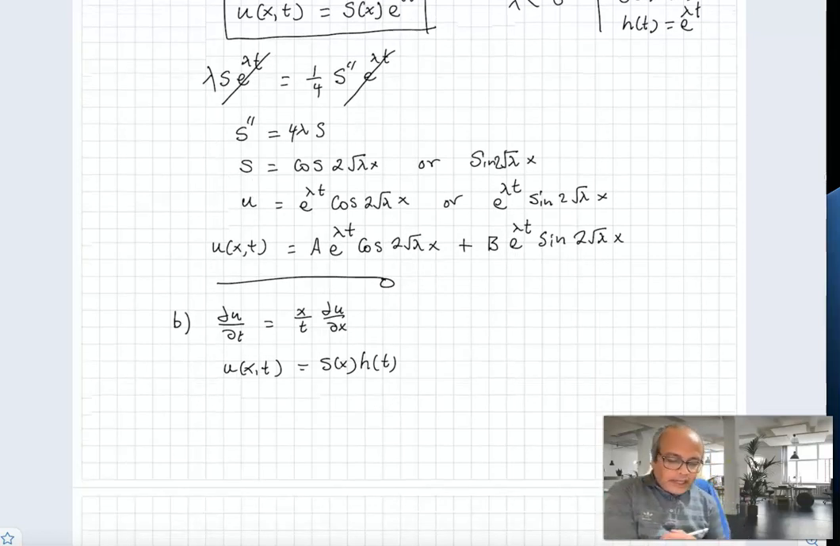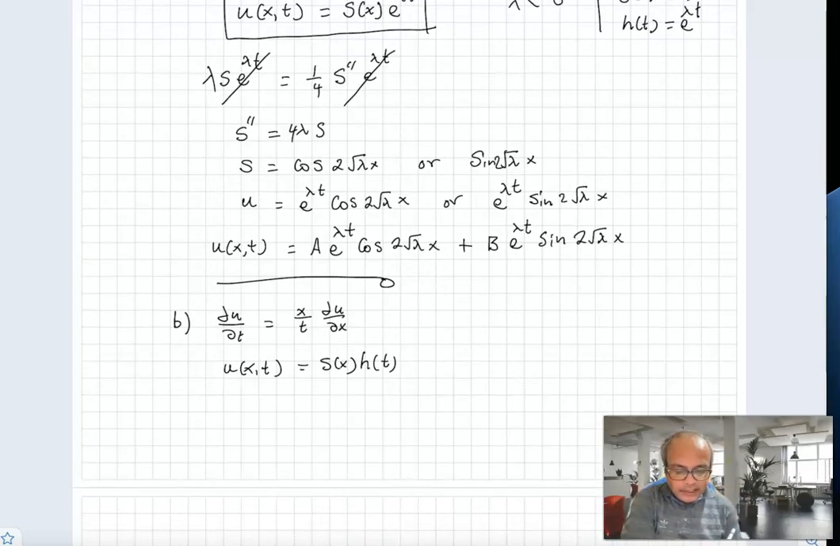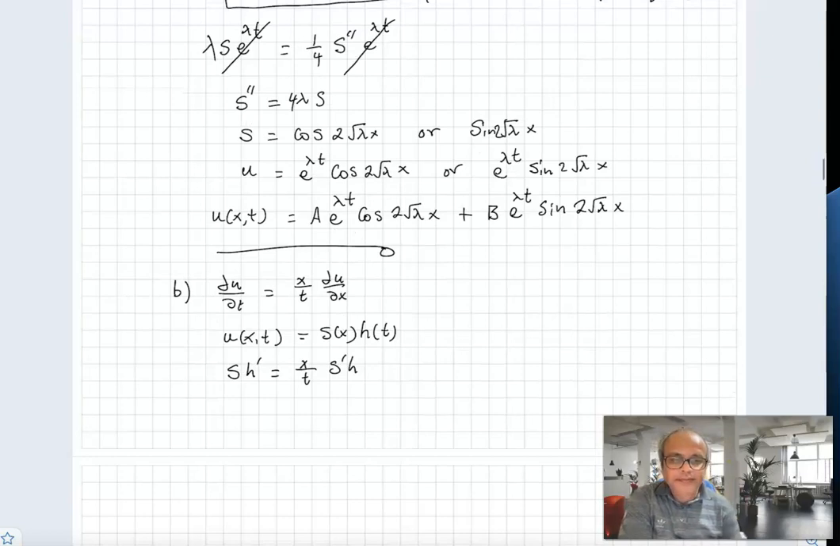Now I'm going to plug this back into the PDE. On the left hand side will be s times h prime, and on the right hand side x over t s prime times h. So s is a function of x, h is a function of t. So I take all the x's to the left hand side and all the t's to the right hand side.